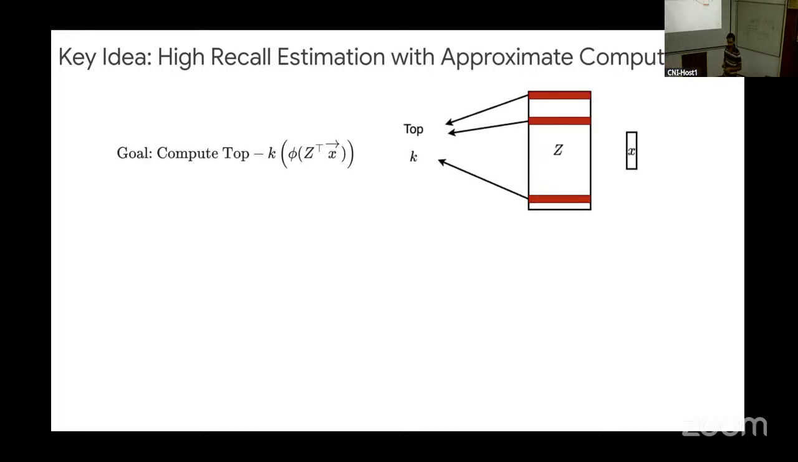Yeah, yeah, all the feed forward and softmax layers, and I'll just try to explain the high level idea, and the idea can be similarly applied to both the softmax and feed forward layers. So let's say our goal here is to compute the top k things of phi of z transpose x. So phi is again an element wise nonlinearity, z is a matrix, and x is a vector, right? So x is a vector, and then we want to find the rows that will give the top inner product with x, the top k rows that give the highest inner product with x, right?